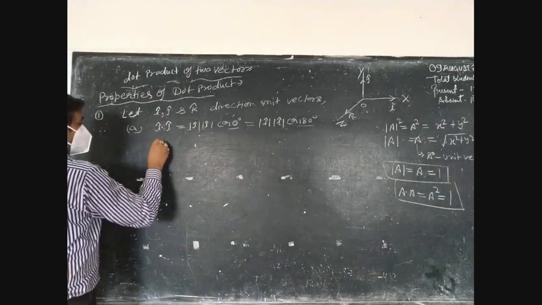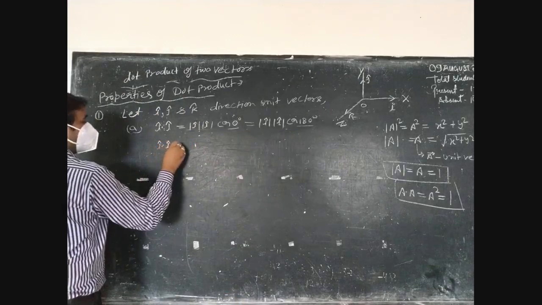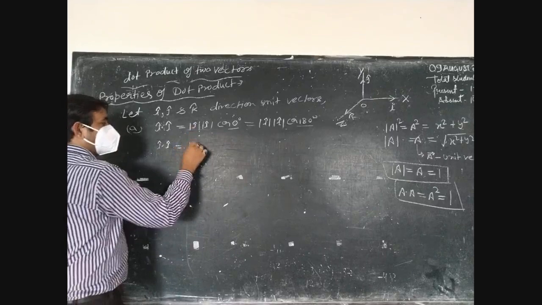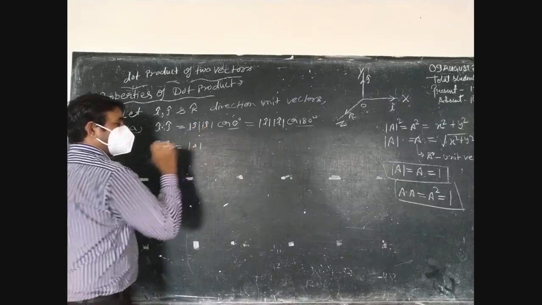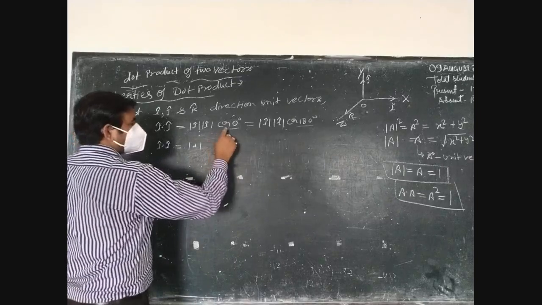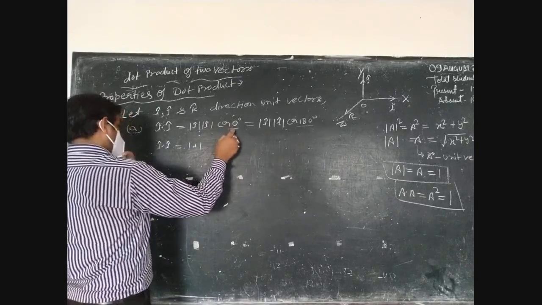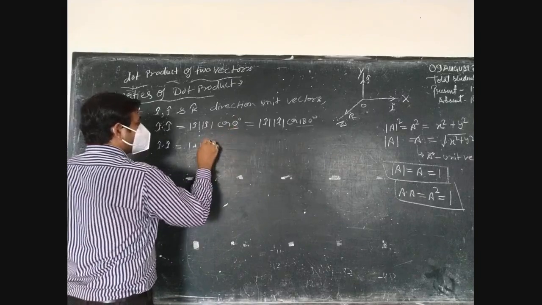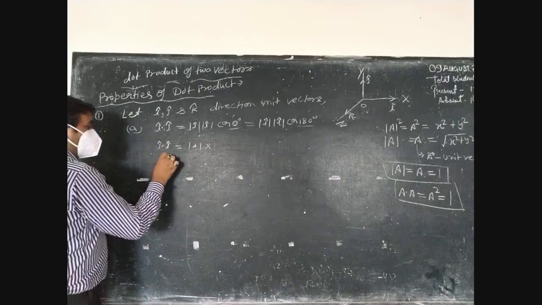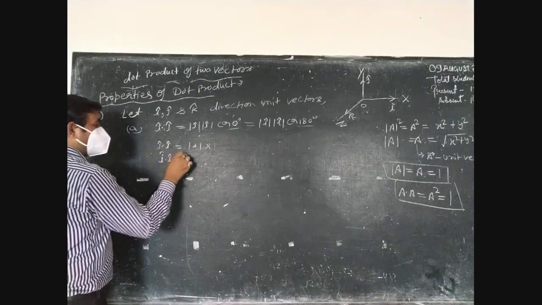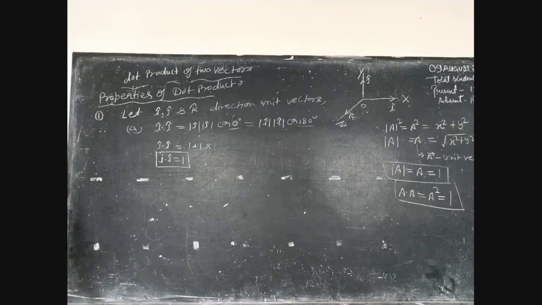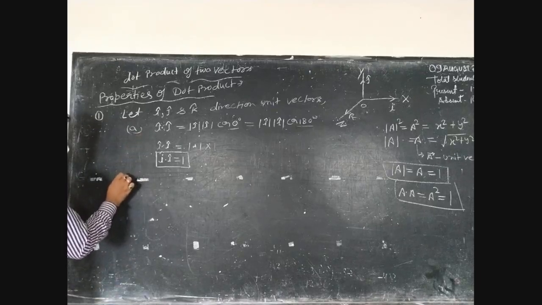In this situation, i dot i is equal to modulus of i cap which is 1, modulus of another i cap which is 1, and the value of cos theta is also 1. Thus we get i dot i is equal to 1. Okay. Second, B point.